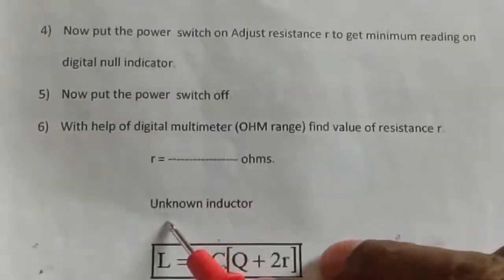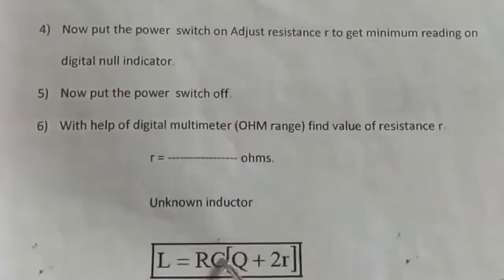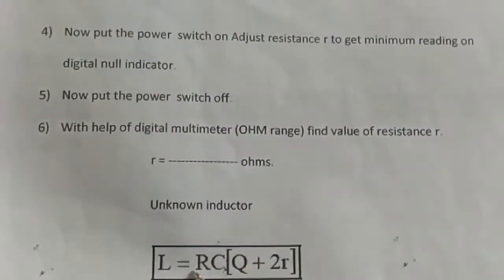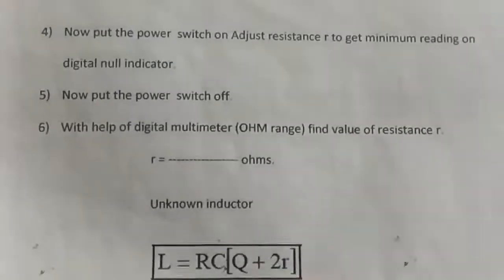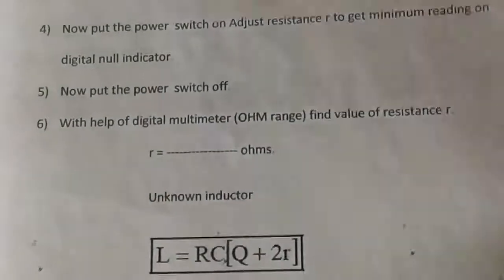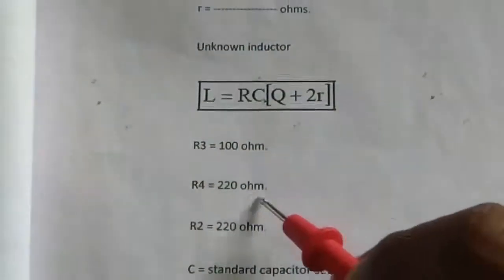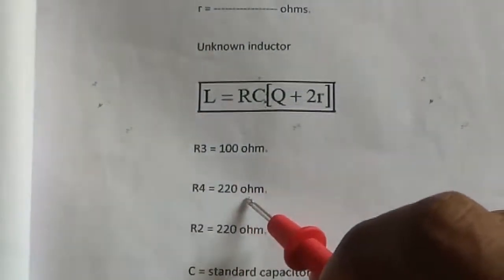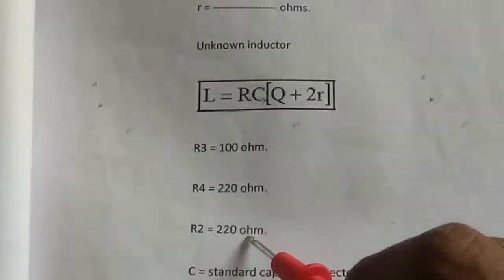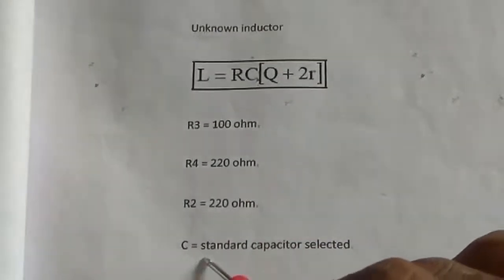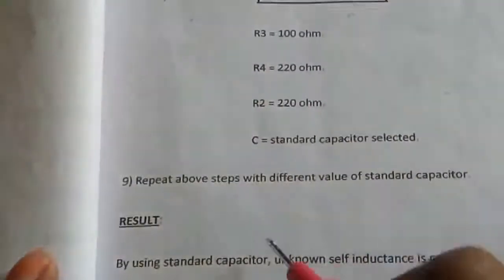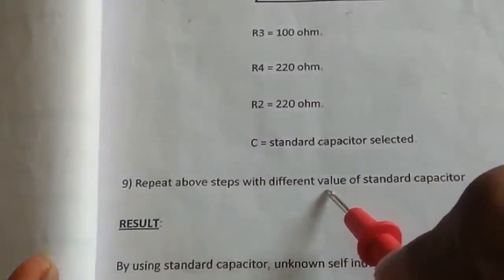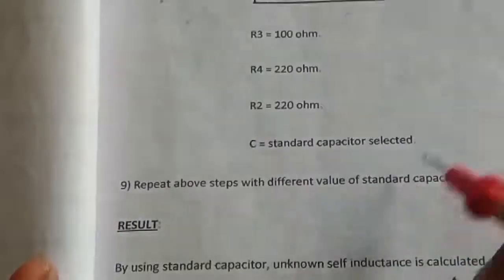And we will then calculate the unknown inductor by the formula: unknown inductor L is equal to R into C(Q plus 2r), where the values of R and C are given below. R3 is 100 ohms, R4 is 220 ohms, and R2 is 220 ohms. And the capacitor values are also given, which I had already shown you. After that, we will repeat the above steps with different values of standard capacitor.